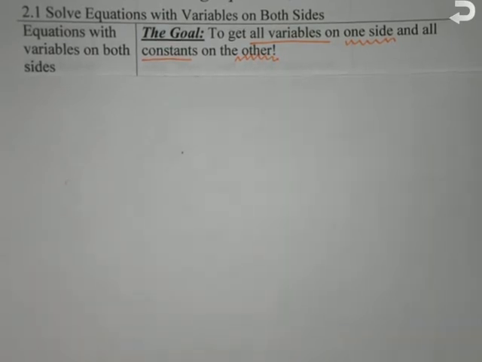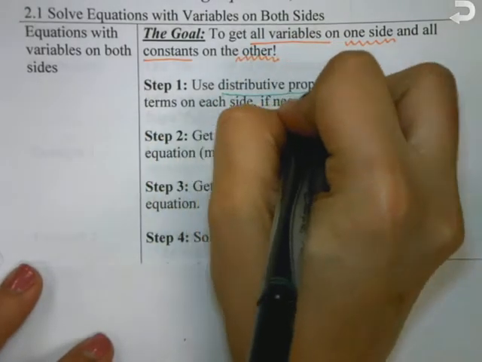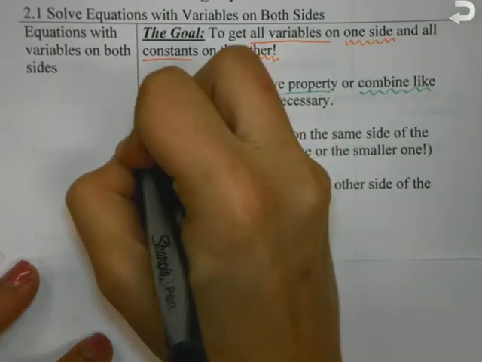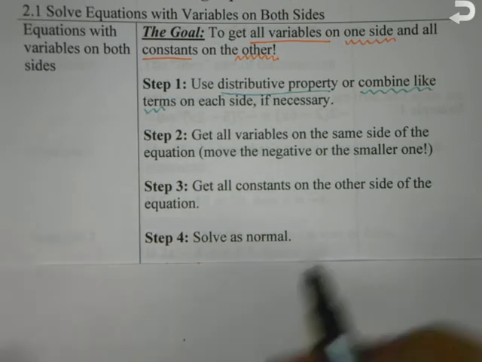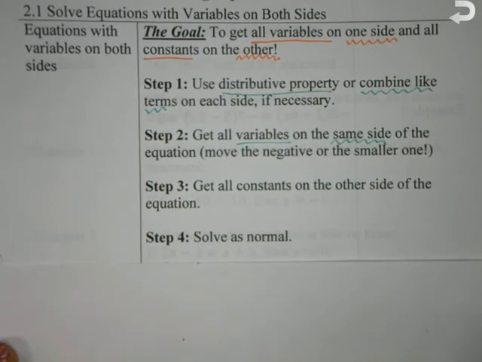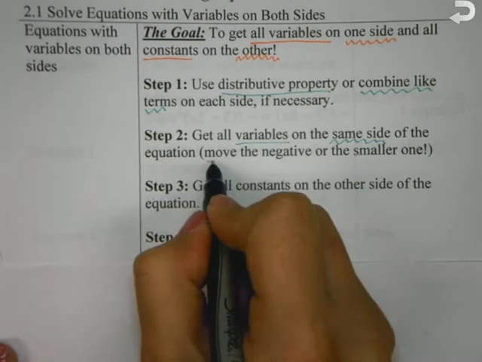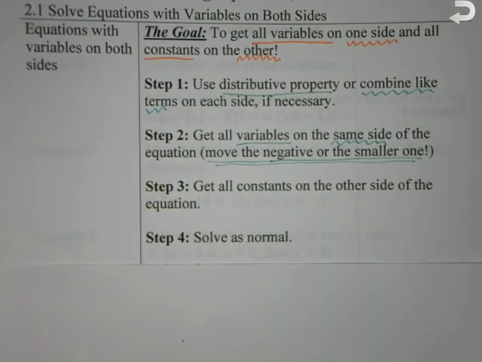For solving these, step 1, we're going to use distributive property or combine like terms on each side if necessary. That means we might have to do distributive or combine like terms on both sides at the same time. Then we're going to first move all variables onto the same side of the equation. I'll give you a hint: move the negative or the smaller one. If there's a negative variable, move that one. If there's not, move the smaller one, because that's going to keep all of our x's positive.